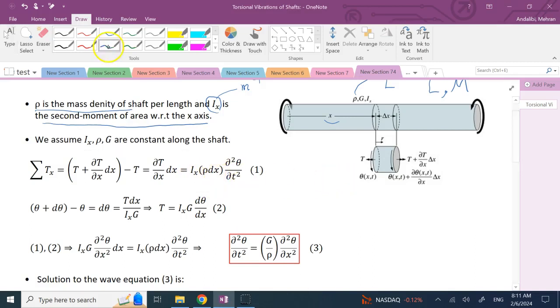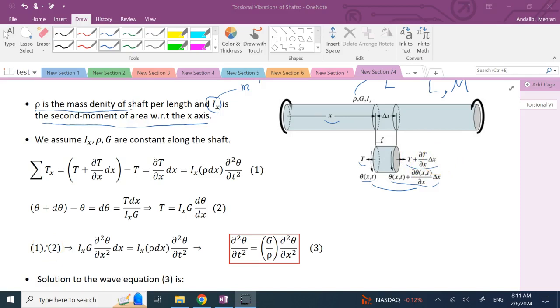Here we have an infinitesimal element of the shaft. We have the two twist angles on the left and the right side, theta and theta plus partial of theta with respect to x dx, where dx or delta x is the length of the element. The torque on the left side is T, and the torque on the right side is T plus partial of T with respect to x dx.